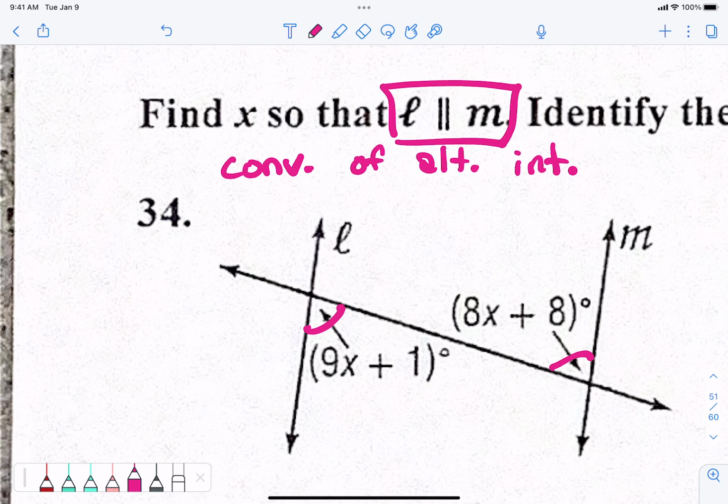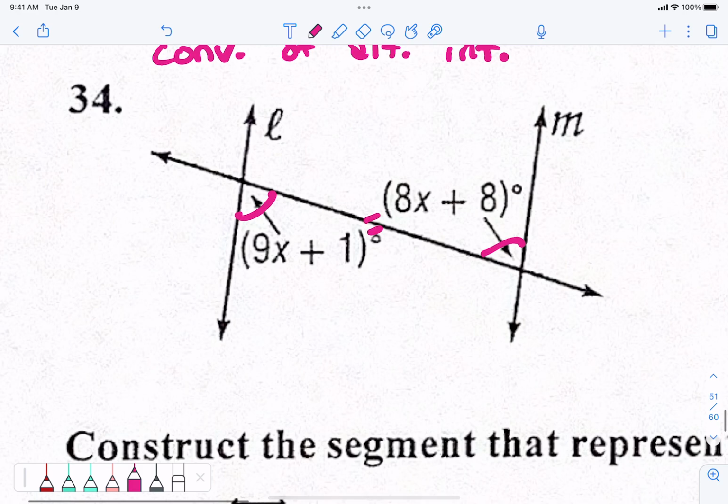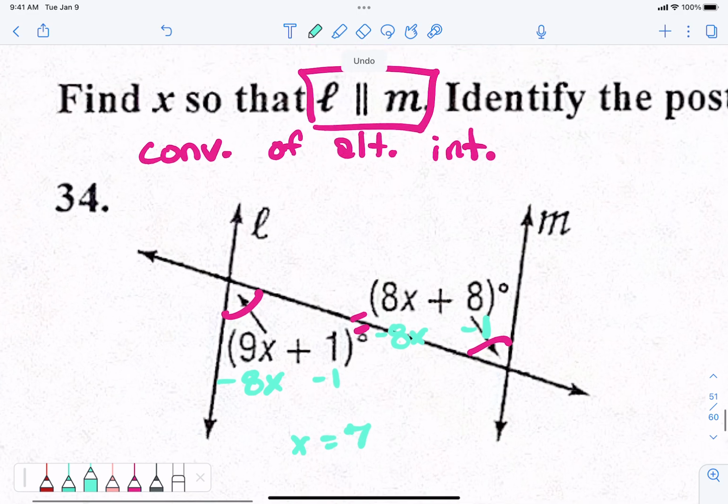To solve it, we should just put them equal to each other, right? So if I set them equal, I'm going to subtract the 8x, and I'm going to subtract the 1. So x equals 7, something like that. Find x, okay? x equals 7, there you go. And converse of alternate interior. There you go, that was fast. That's all we have to do. Converse of alternate interior, yep.